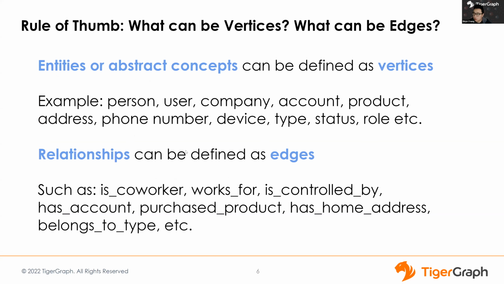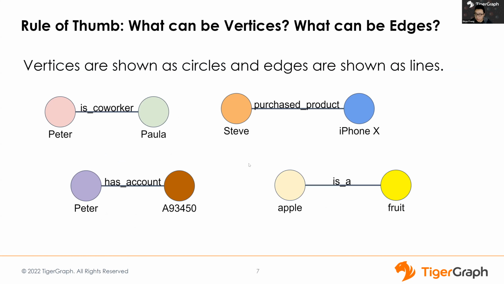And the first question is, what can be vertex and what are the edges, right? So usually this is pretty straightforward. Any entities or abstract concept can be defined as vertices. For example, it can be person, it can be user, company, account, product. Any entities or concept can be vertex, right? And any relationships can be defined as edges. For example, two employees, they are co-workers, right? One employee works for a company, one company is controlled by another company. All this kind of relationship between two entities can be defined as relationships or edges. Okay. And here are some examples of how they look in the actual graph, how entities are connected via the relationships.